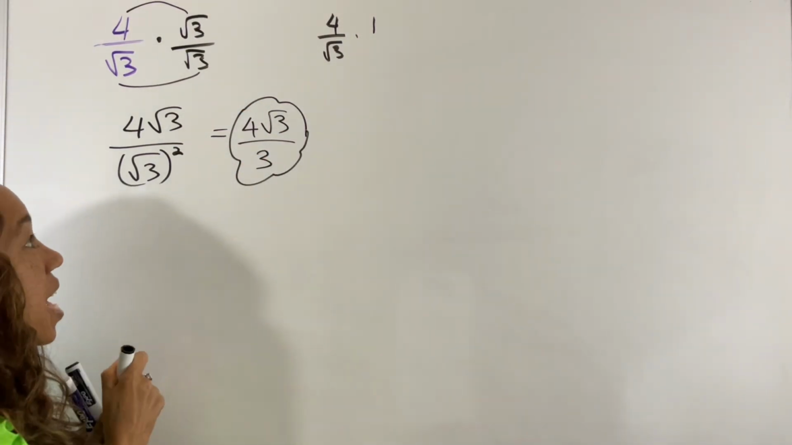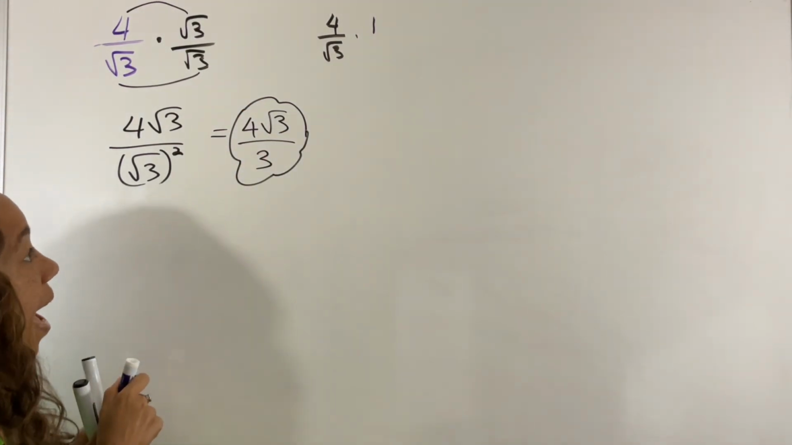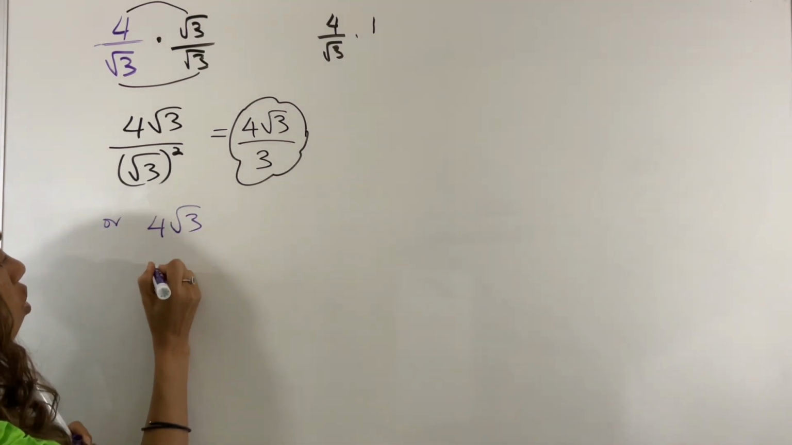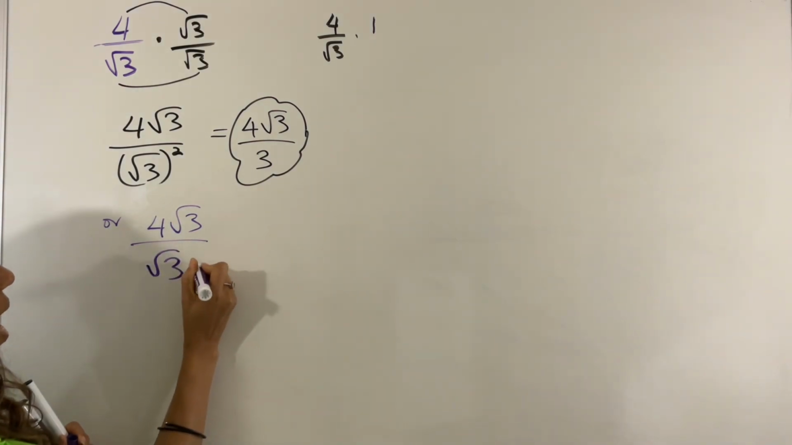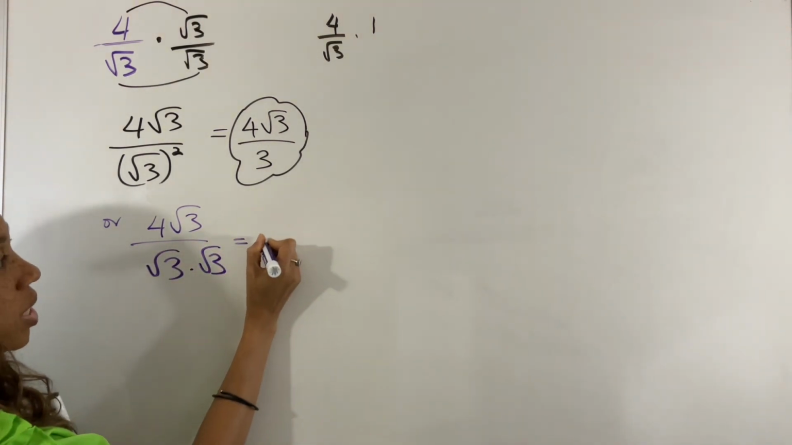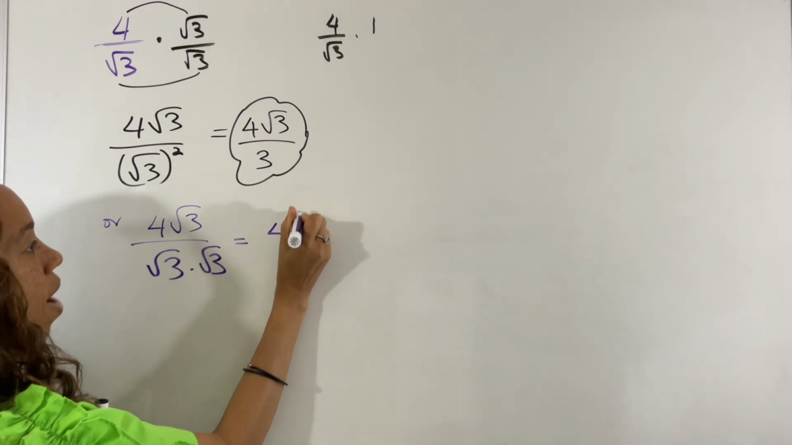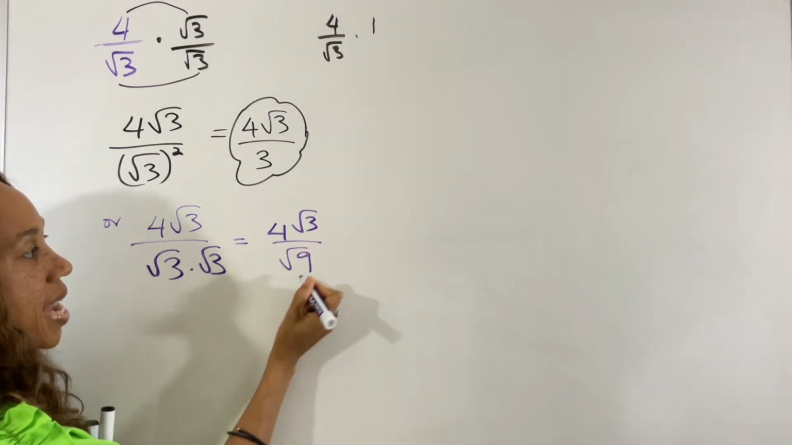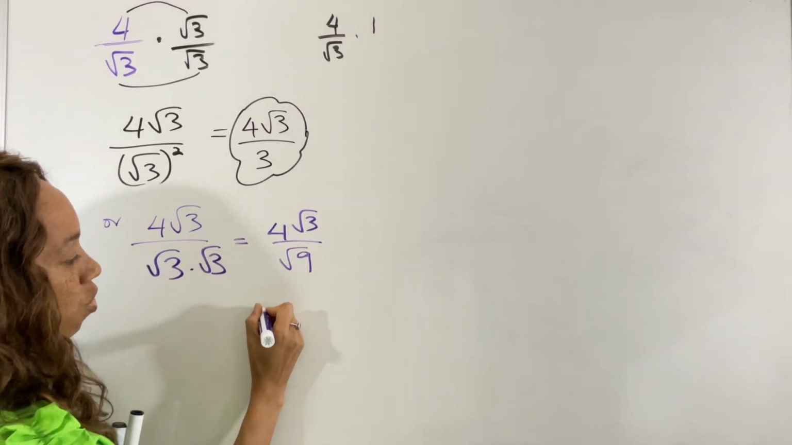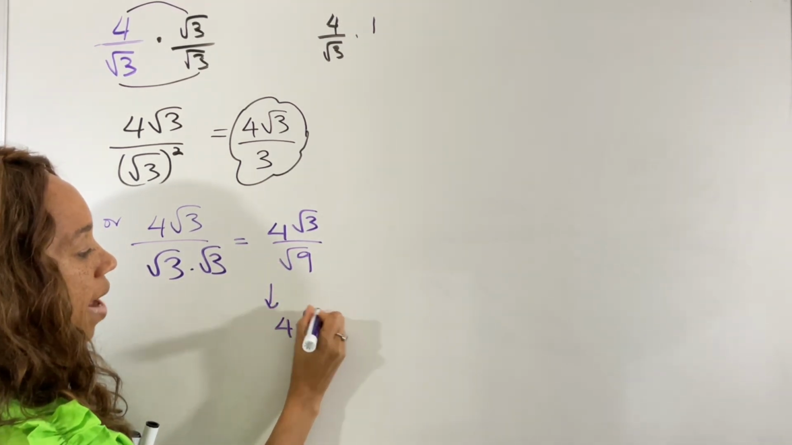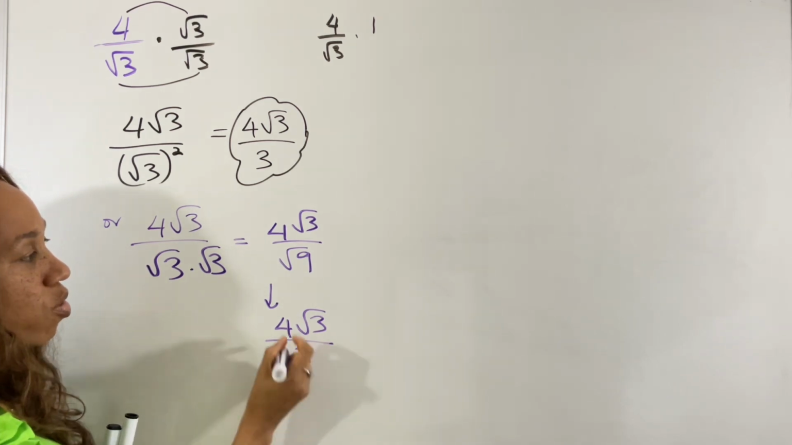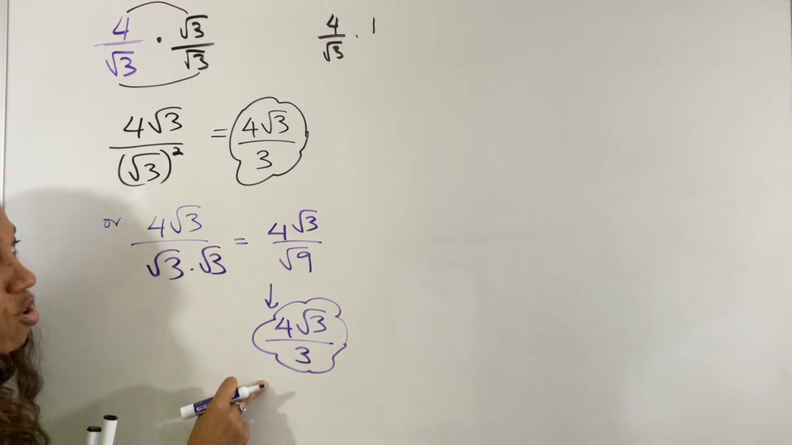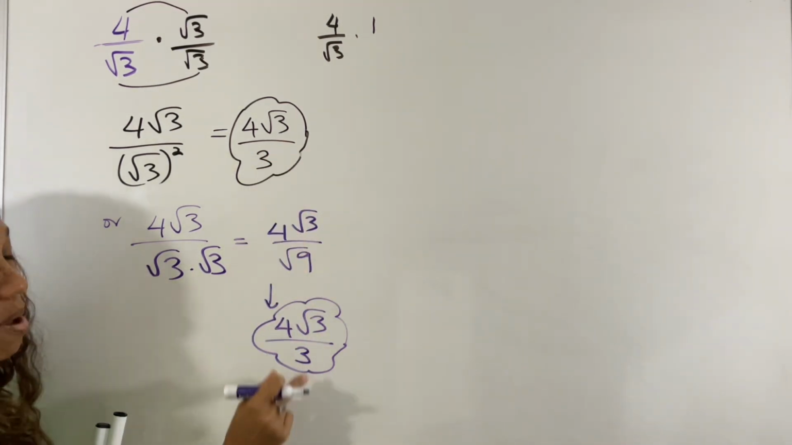Now, if you didn't do it that way, and you had 4 radical 3 over radical 3 times radical 3, we'll notice that radical 3 times radical 3 is radical 9. So our final answer would be 4 radical 3 over the square root of 9, which is 3. That's another way you could have done it. You still arrive at the same answer.